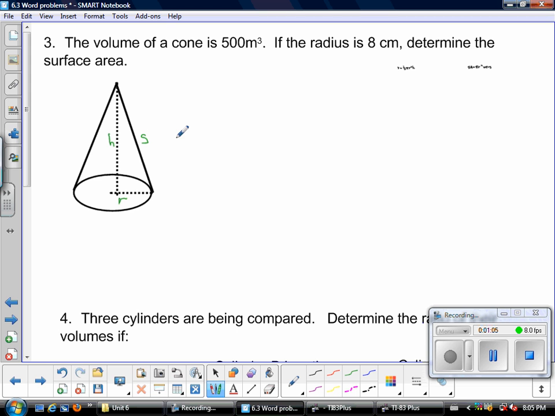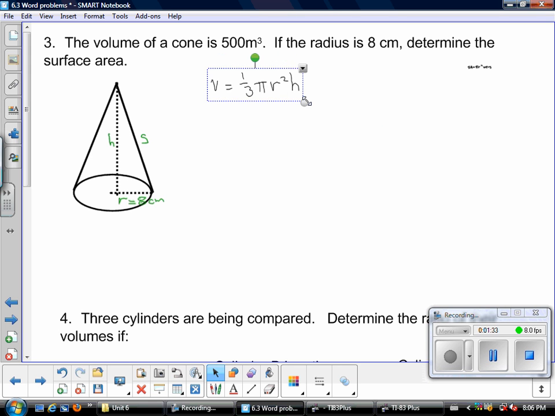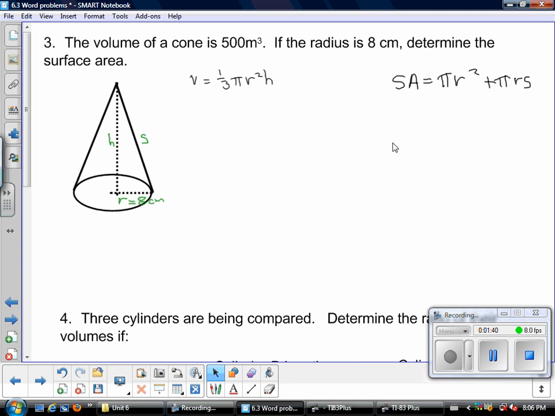Now, the only pieces of information they give me is they do give me the radius. They do not give me the slant height or the perpendicular height. The other piece of information they give me is the cone, and I'm supposed to determine the surface area. So very similar to the last question, I'm going to bring up my two formulas. I cheated a little bit. I wrote them while I was waiting for the movie to make. Okay, so there's the volume of a cone and there's the surface area.